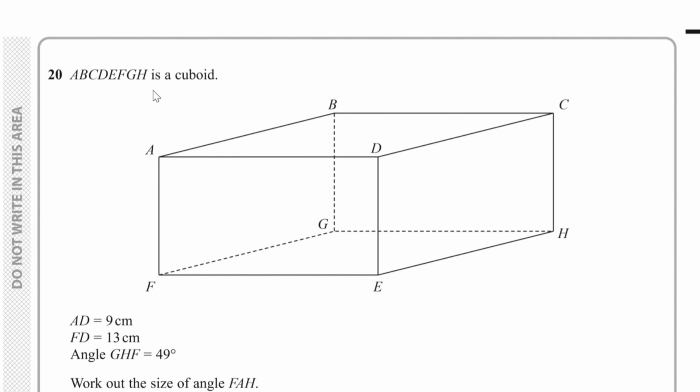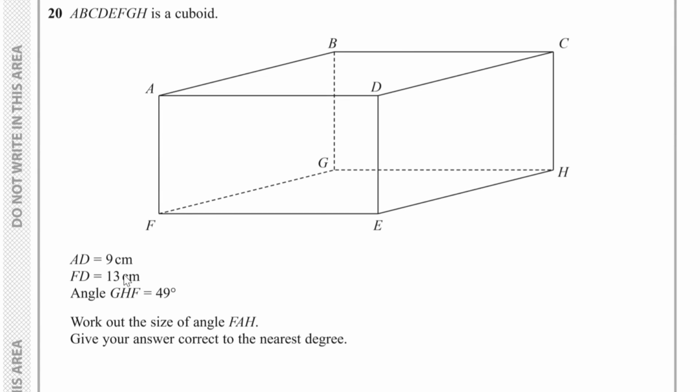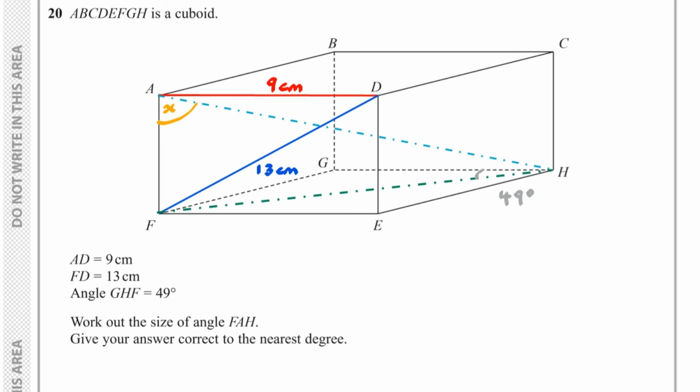Question number 20. ABCDEFGH is a cuboid. AD is 9 centimeters, FD is 13 centimeters. The angle GHF is 49 degrees. We have to work out the size of the angle FAH to the nearest degree. Here is the information we know so far. AD is 9 centimeters, FD is 13 centimeters. The angle GHF, that's this angle here, is 49 degrees, and we have to work out the angle FAH, which is this, we'll call it x degrees.